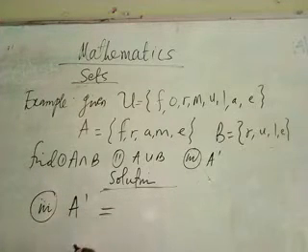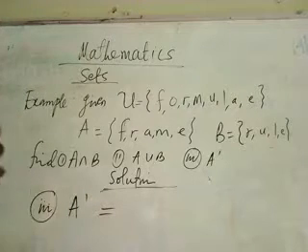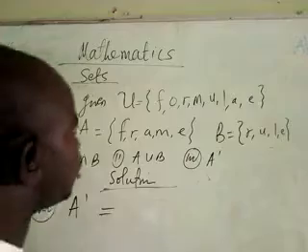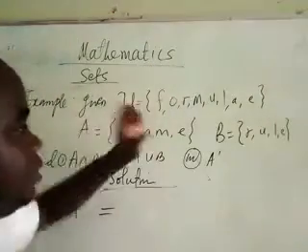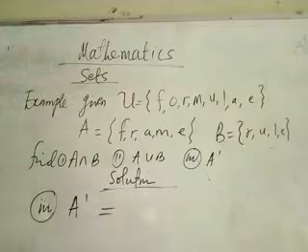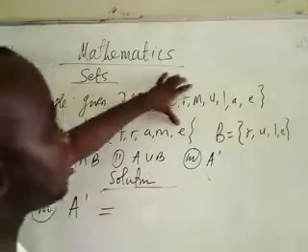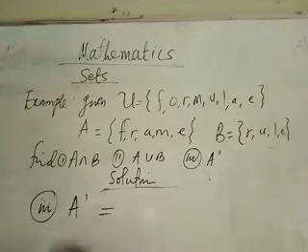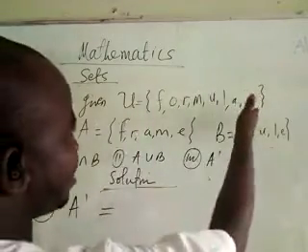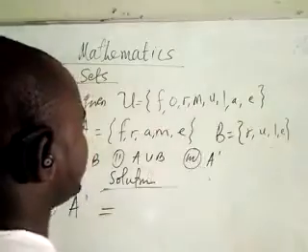Now A complement simply means what are the elements that are only found in the universal set, but they are not in A. The elements you can only find in the universal set, but they are not in A. Simply, what they are asking you to do is just pick those elements that are in the universal set that are not in A. Let's look at it.